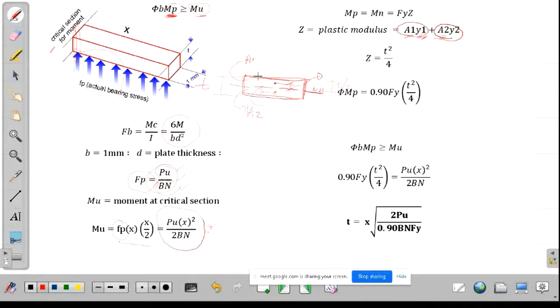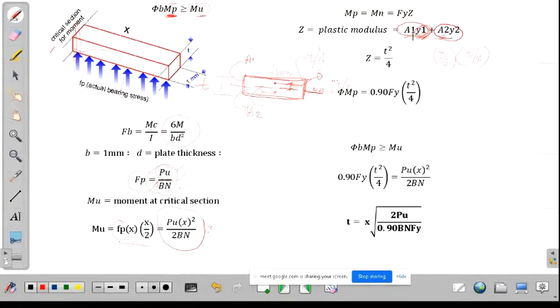So yung area 1 natin is equal to, pag kumuha tayo ng strip, 1 times T over 2. Diba? Multiplied by Y1. So ano yung Y1 natin in terms of T? So if this is T over 2, yung distance niya sa centroid niya, that will be T over 4. Diba? Tama ba ako? T over 4? Tama. Kasi T over 2 yan, yung half pa ng T over 2, that is 1/4. So multiply by T over 4.